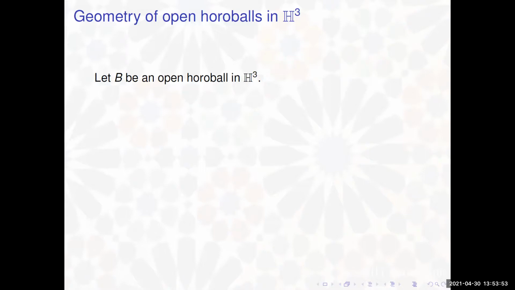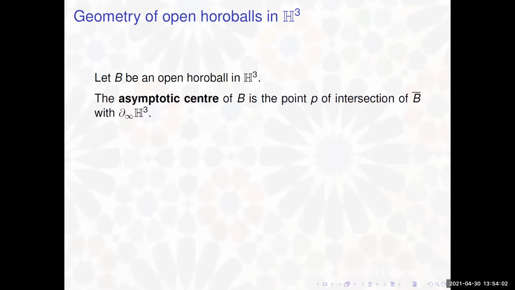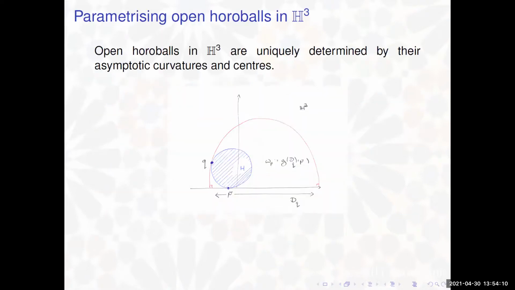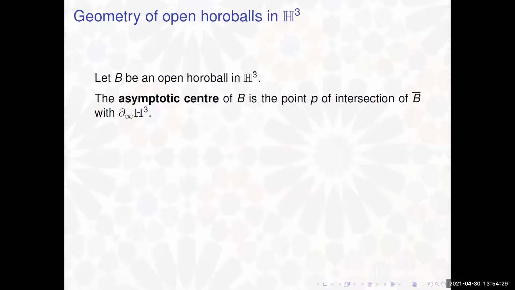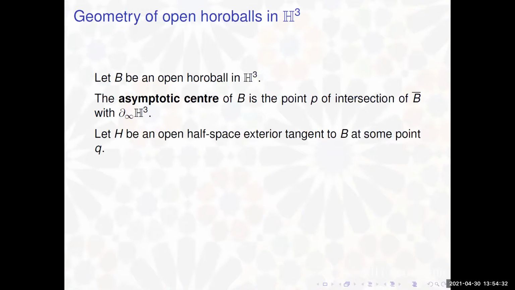So we start with an open horoball in H^3. We know that an open horoball is a sub-level set of a horofunction. It intersects the ideal boundary of H^3 at a single point. I have a figure here. For those of you who are not used to hyperbolic space, an open horoball in the upper half space is simply a Euclidean ball in the upper half space which meets the plane, just tangent to the plane at height 0. I'm going to call this point of intersection the asymptotic center of my horoball.